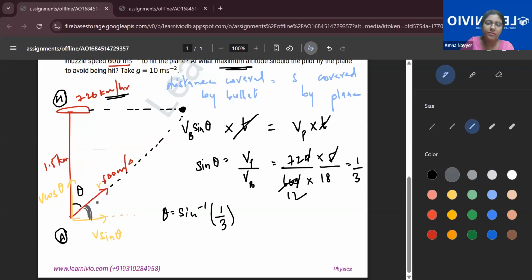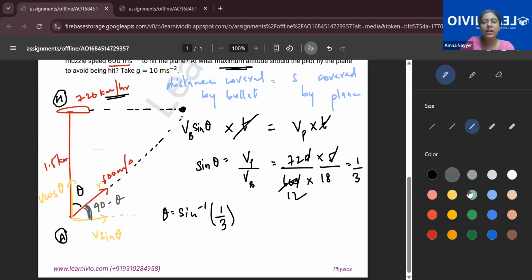Beta. No. What should I take it as? 90 minus theta. Yes, 90 minus theta. You said the same, Simran? Yes, ma'am, somewhat. Okay, then this will be 90 minus theta.